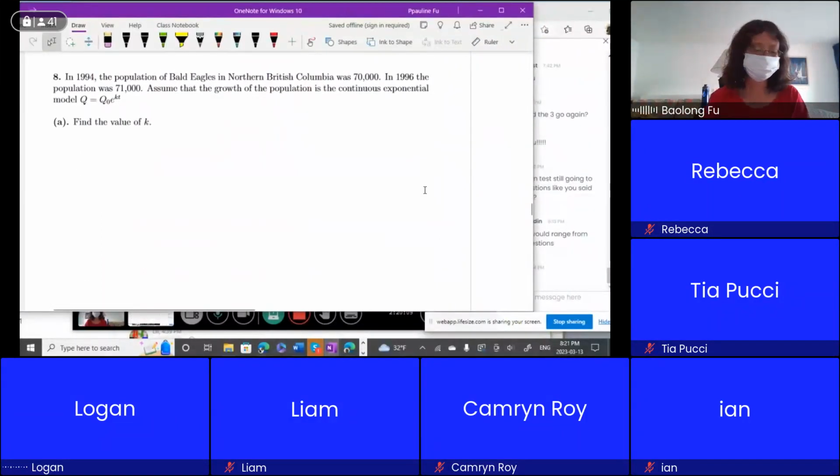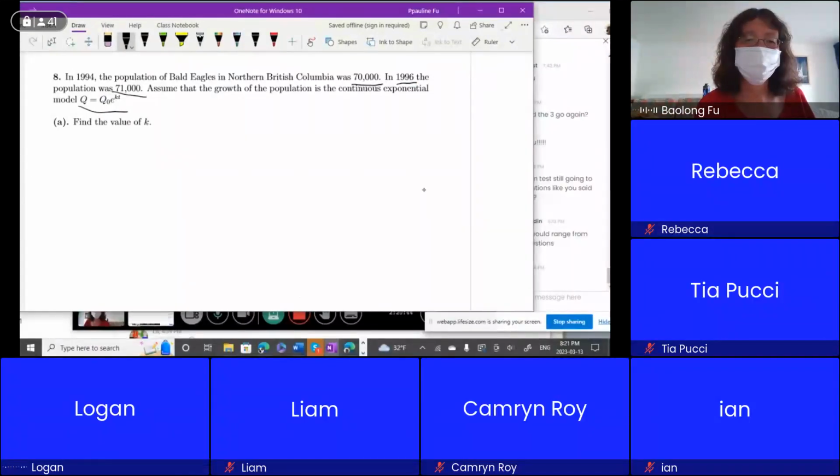Question 8. Application question. In 1994, population is 70,000. In 1996, population is 71,000. The population formula is given by Q equal to Q0 E raised to power chi t. Find the value of chi. What is the t? T is the year.